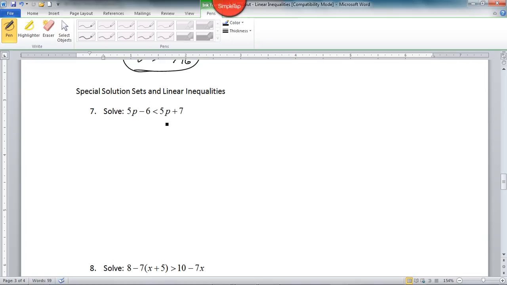If we go about solving this, I'm going to subtract 5p from both sides. Note what happens. 5p minus 5p, that's 0, so I just have minus 6 on the left. 5p minus 5p is 0, so it's 7 on the right, and I've got less than. Direction doesn't change there. With the variable going out, what I wind up with here is negative 6 is less than 7, which is always true.